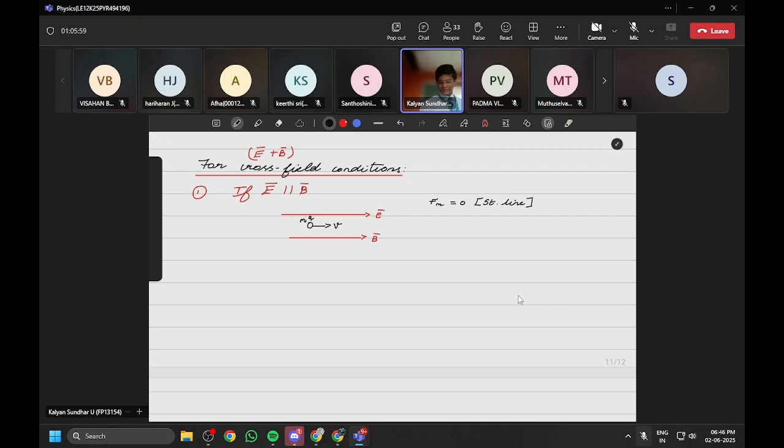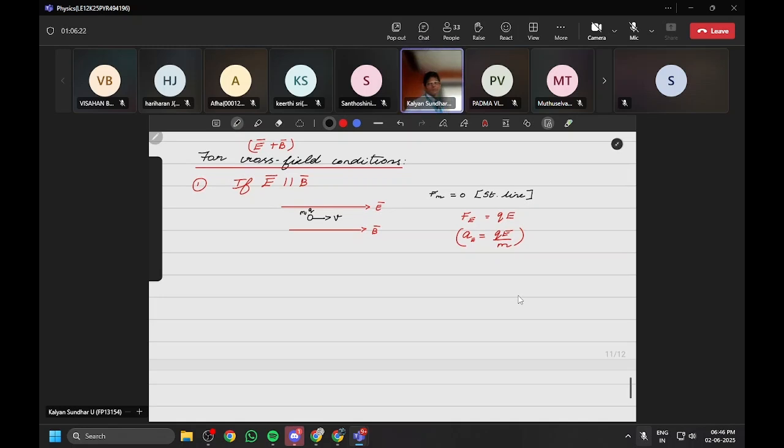So what will be that acceleration? Now comes the force due to the electric field. Force due to the electric field will be equal to Q into E. So the acceleration is produced by only one thing, the electric field. So this will be QE by m, correct?